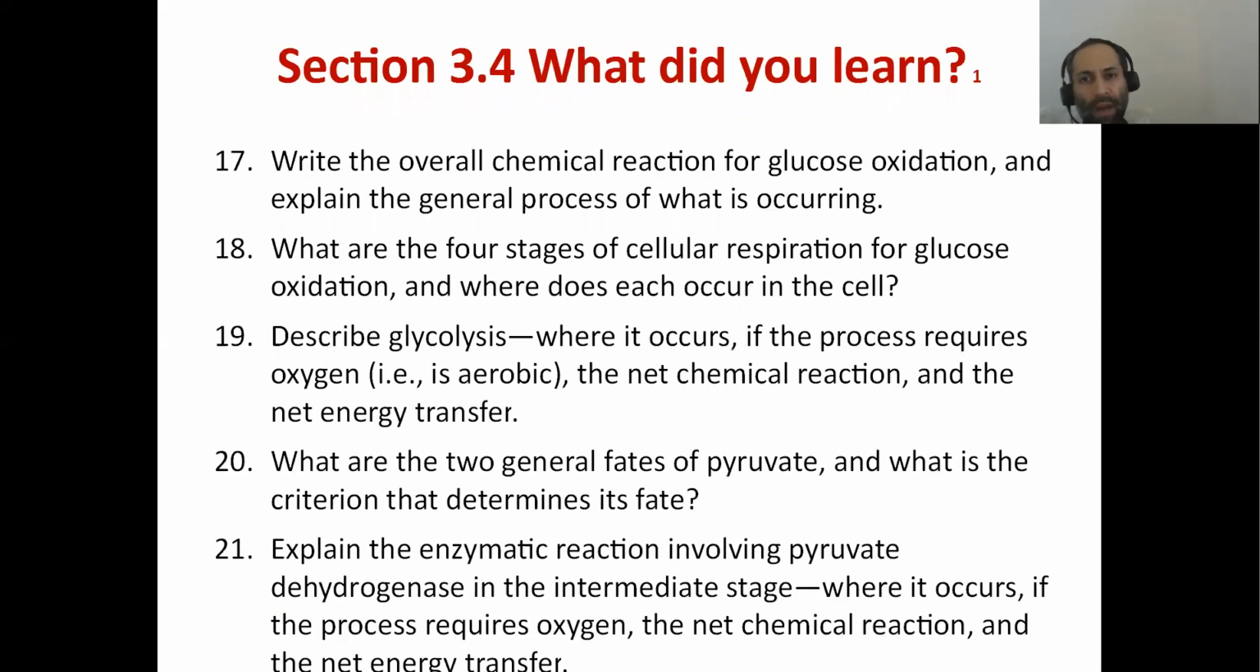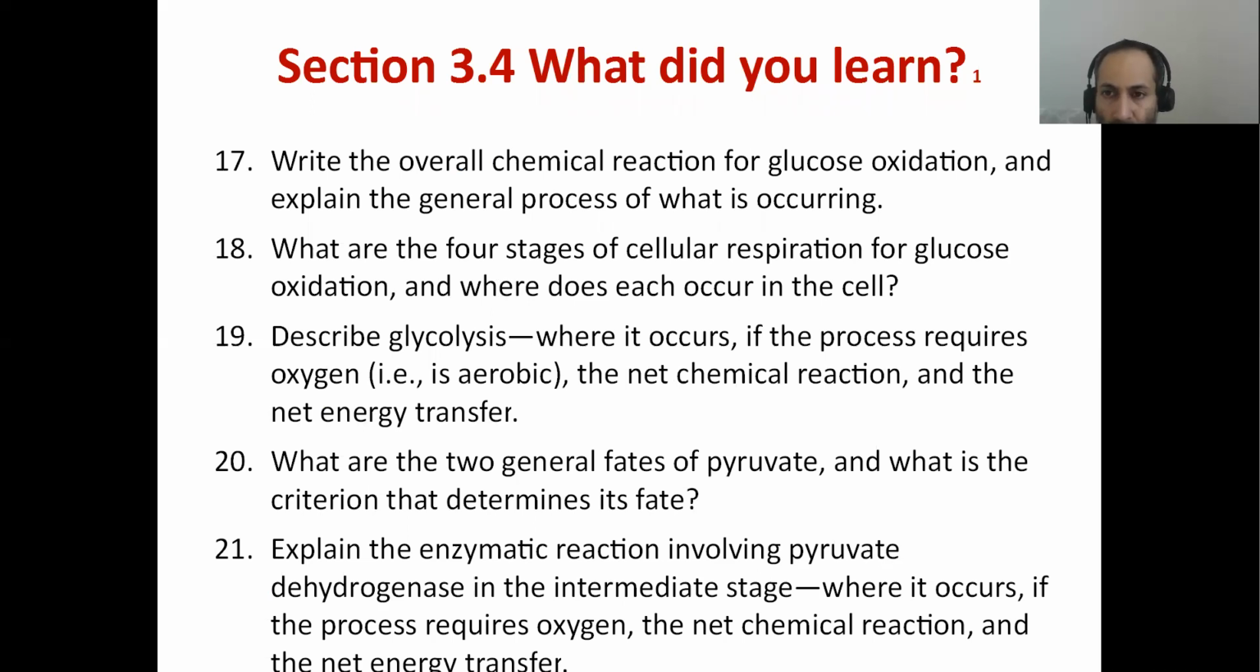Write the overall chemical reaction for glucose oxidation. C6H12O6, which is glucose, plus 6O2, which is oxygen, gives you 6CO2, which is carbon dioxide, plus 6H2O, which is water, and 36 to 38 ATPs. What are the 4 stages of cellular respiration for glucose oxidation? Glycolysis, intermediate stage, Krebs/citric acid cycle, and electron transport chain. Where does each occur in the cell? All of those occur in the mitochondria except for glycolysis, which happens out in the cytosol.